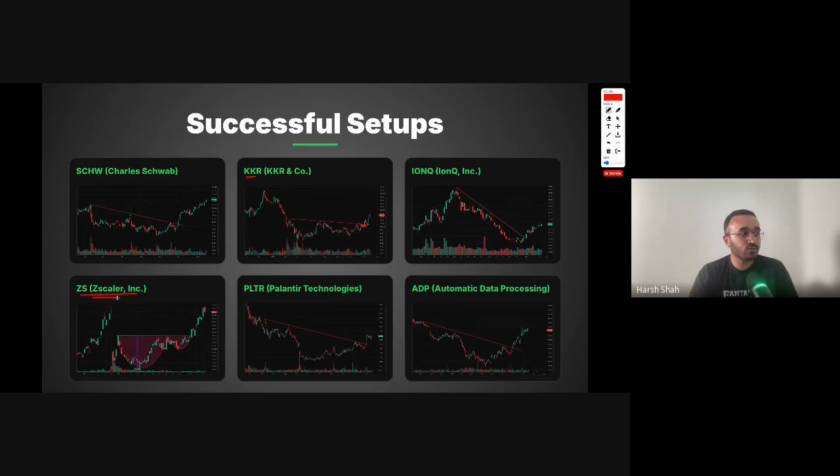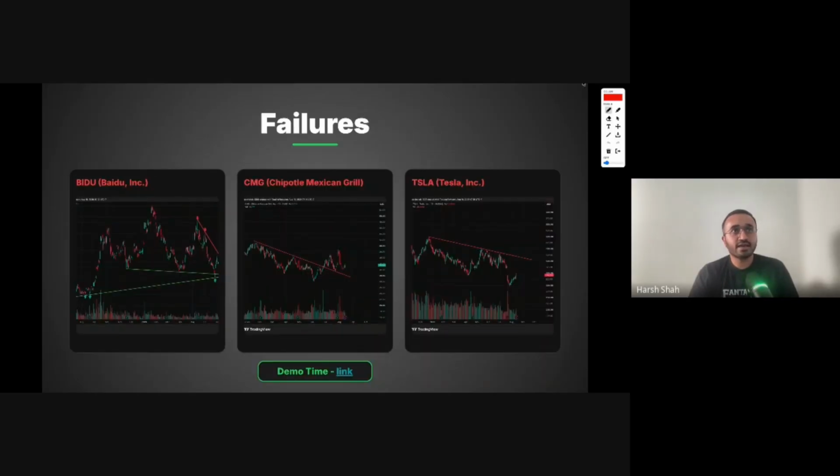Zscaler was a very recent one. It got flagged in my scanner that it is breaking out of this zone, and since then, it exactly reached the target. Not every setup will reach the target, but so far it's working for me. And again, there are failure cases.